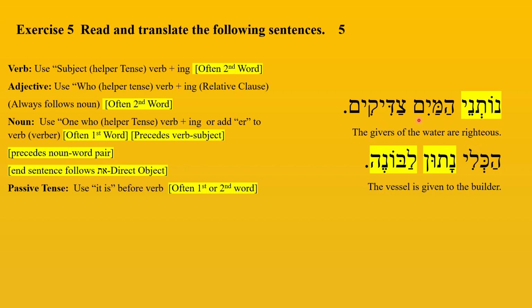Notnei ha-mayim tzadikim. So now we have the participle in the first position, probably the subject. So the givers, the ones who are giving. Here's your clue that you have a word pair. The ones who are giving, or the givers of the water. So you still need a verb. Put in your "to be" verb here. The givers of the water are righteous.